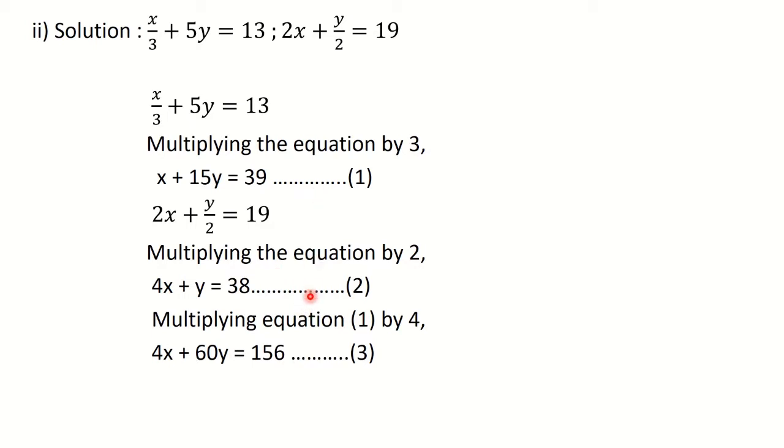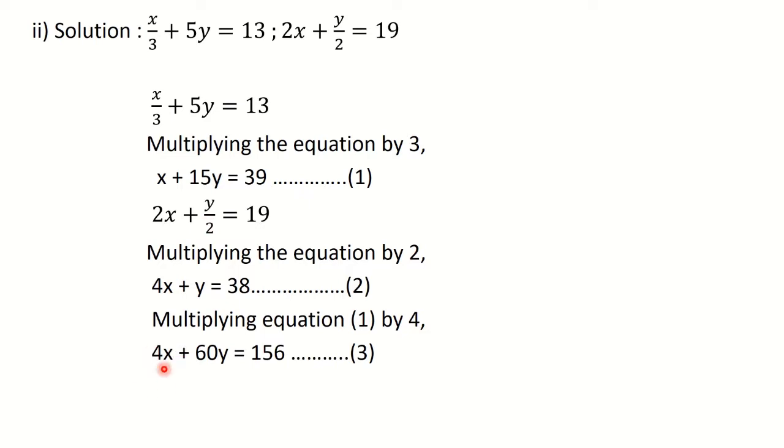Now the next step is to solve them, and for that we need equal coefficients. Observe the coefficients. For y the coefficient is 15 here and 1 here. If we try to equate the coefficient of y, we have to multiply by 15 and we will get a very big number. Instead, let us equate the coefficient of x. Here we have 4, so here we can multiply by 4. So multiplying equation 1 by 4, multiply everywhere by 4.